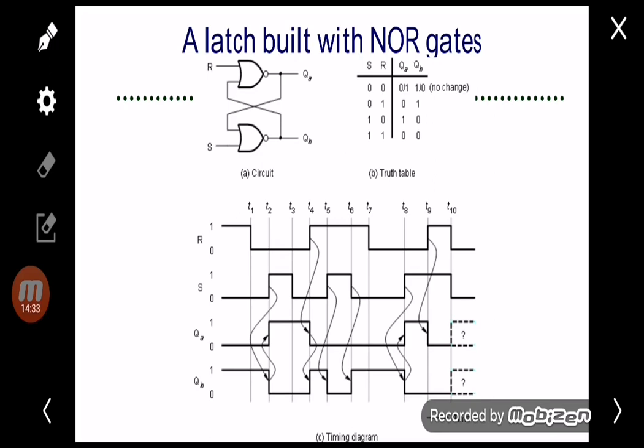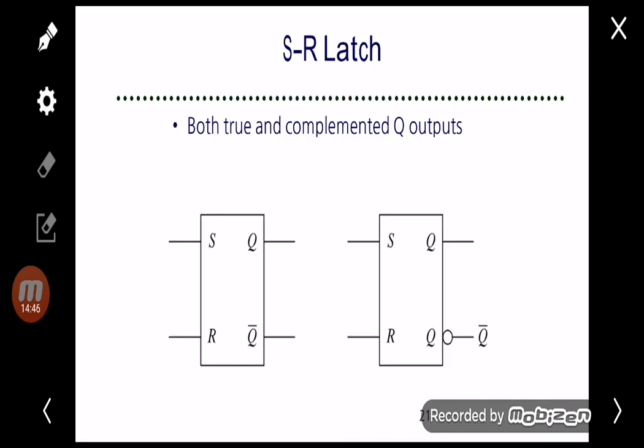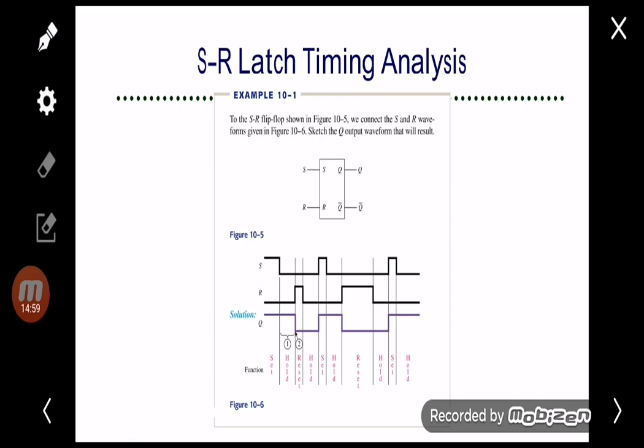Alright, so this is the same one, but this is another example of a timing diagram of a NOR gate latch. Okay, so this is the logic symbol for NOR. Alright. So this is another example. If there's no bubble, it means that this is a NOR gate. So 0, 0 is hold and 1, 1 is invalid.